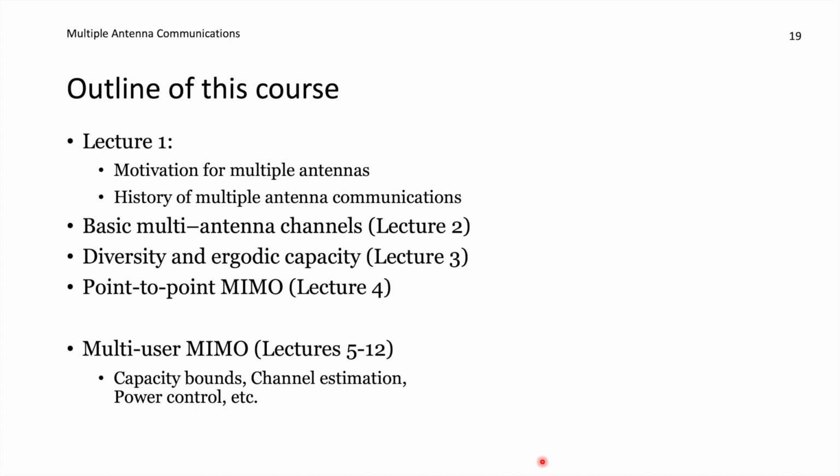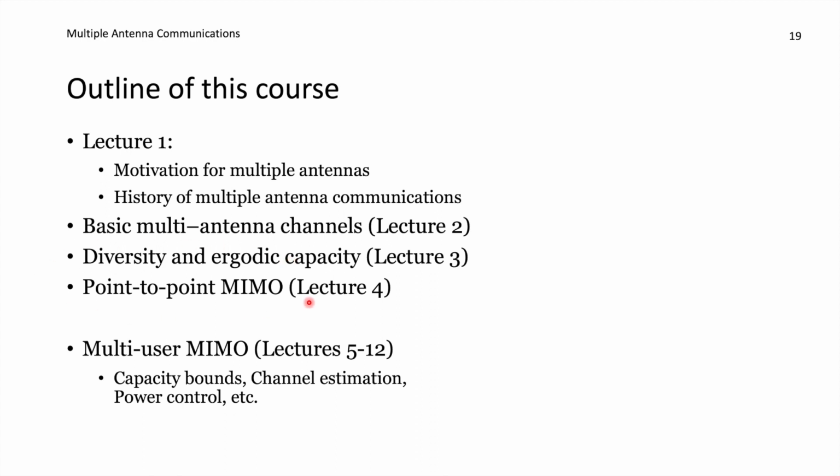Finally, what is the outline of this course that we will consider? Well, in this lecture I talked about the motivation for having multiple antennas, and the history of multiple antenna communications, and the 3 different benefits that you can have from that. In the next lecture, I will talk about the basics of multi-antenna channels, and then we will go on and talk about diversity and ergodic capacity. This is a concept that appears when we have random channels.